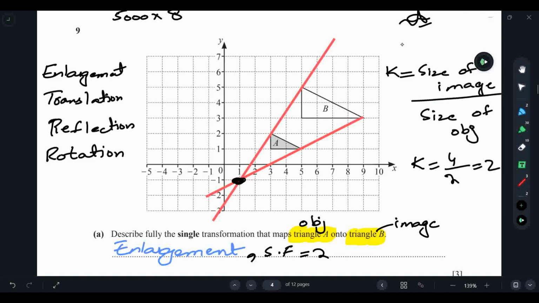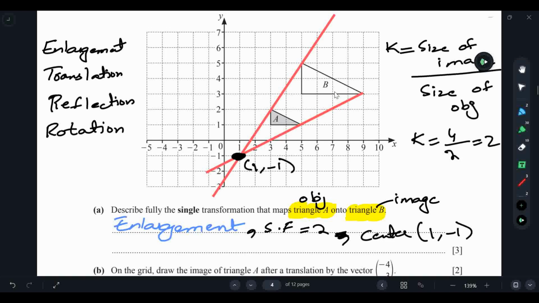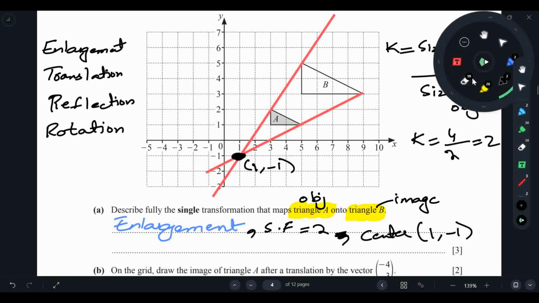This will be the center of enlargement, and the coordinates of this point will be x coordinate 1 and y coordinate -1. So we need to write it over here that the center will be 1 and -1. I hope that the concept is clear. Now let's move to the next one.